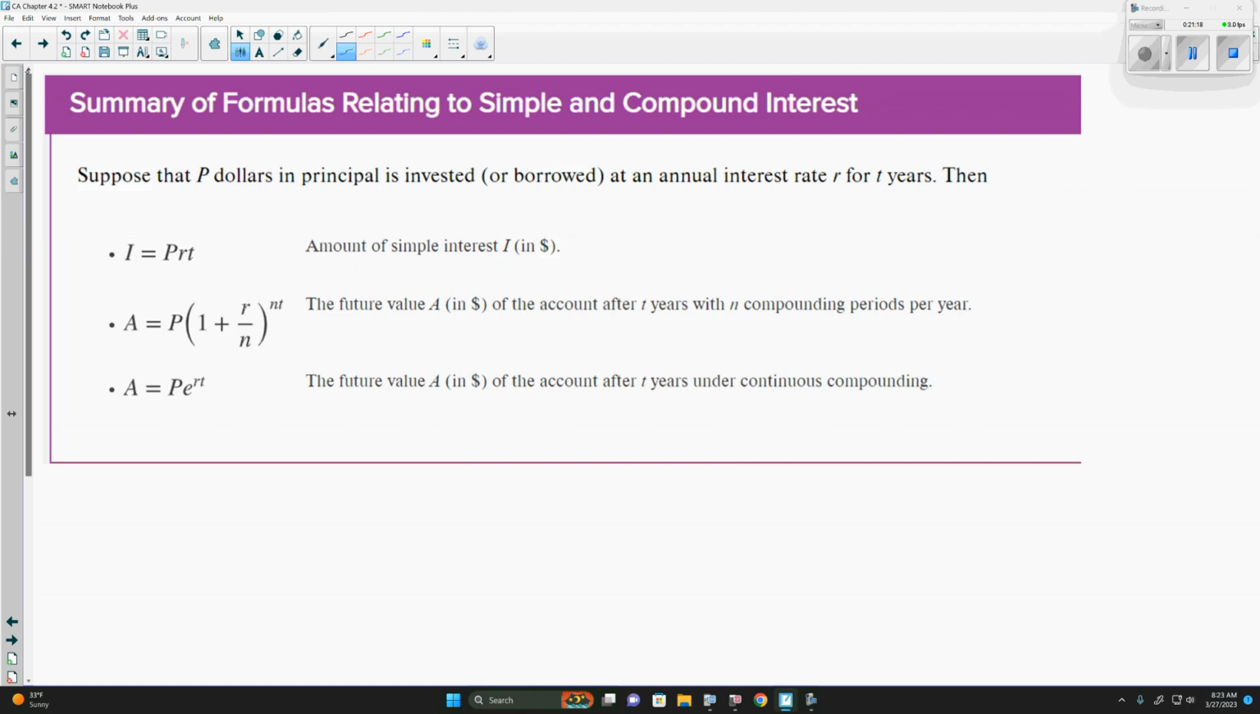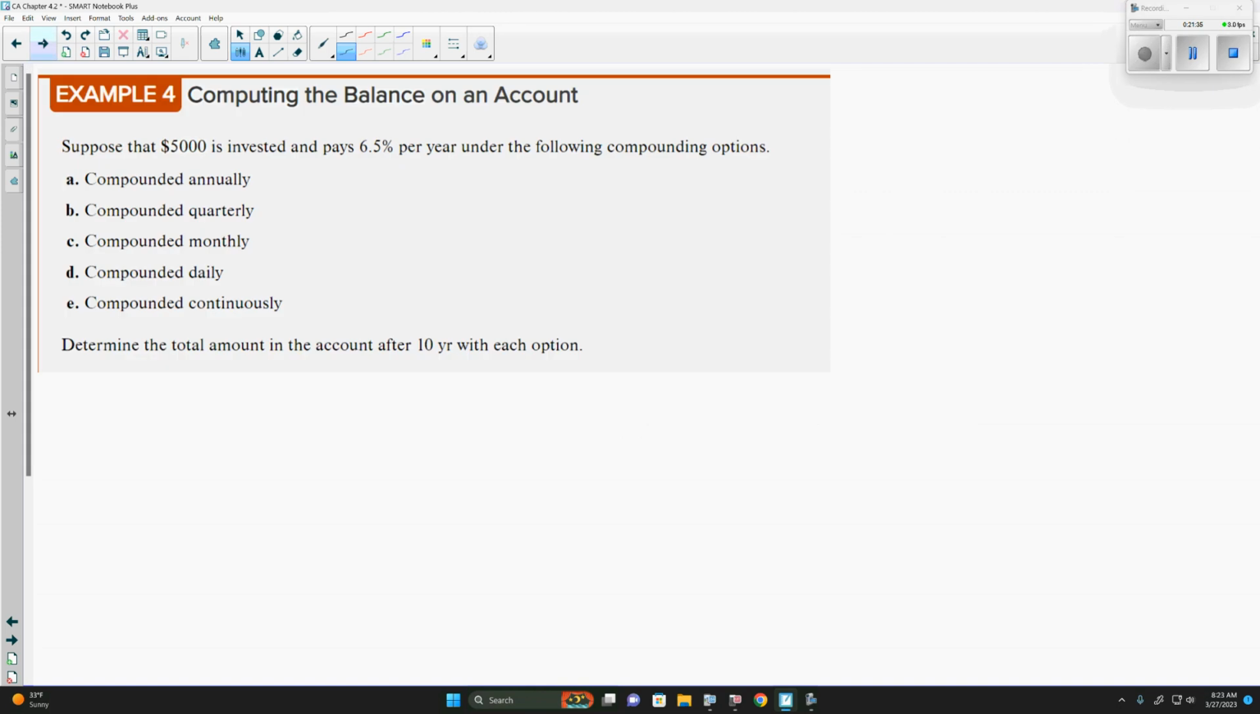And the last one is continuous interest. A is equal to P e to the rt, or Pert, where P is our principal, what we're starting out with, r is our rate, and t is our time. Now looking at this here, so A through D, we're going to use A is equal to our principal, parentheses 1 plus r over n to the nt.